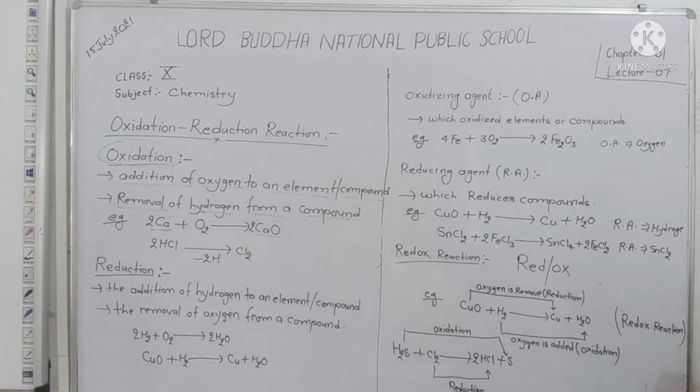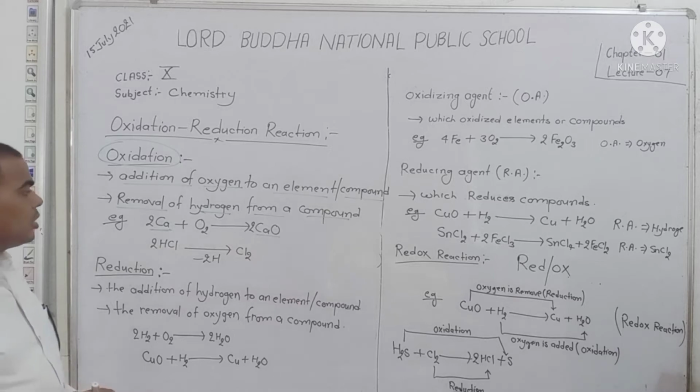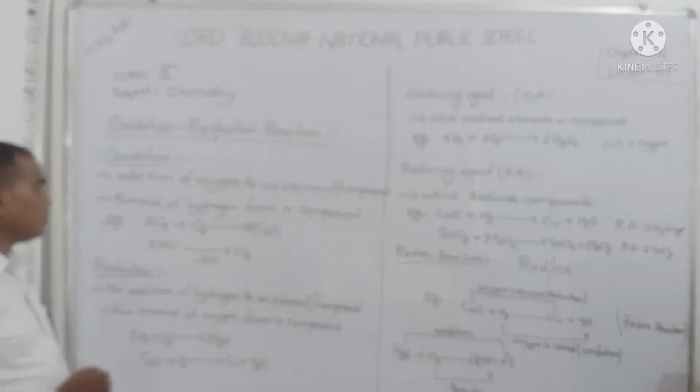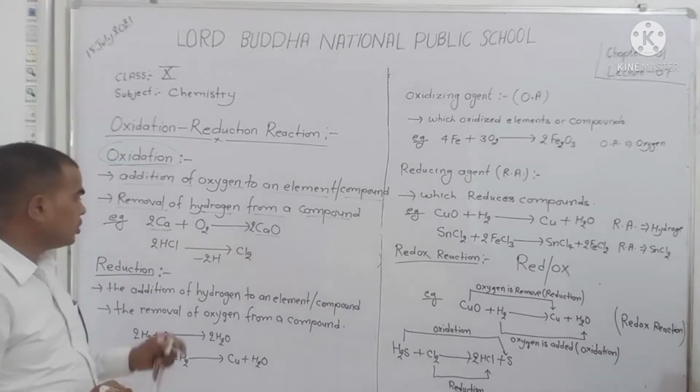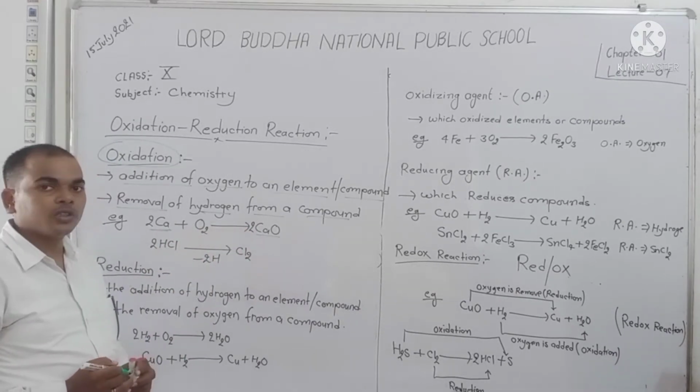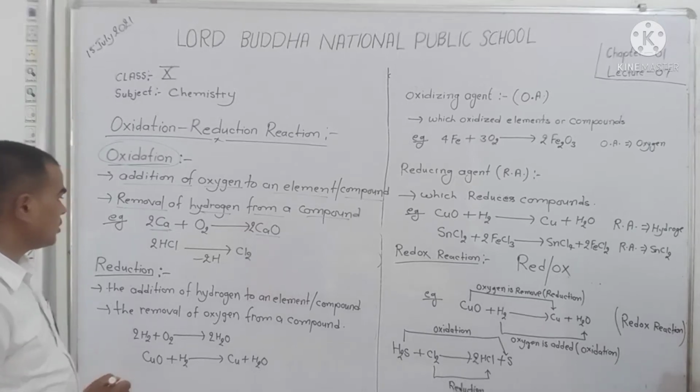Calcium to calcium oxide is formed by the addition of oxygen. So this reaction is known as oxidation reaction.